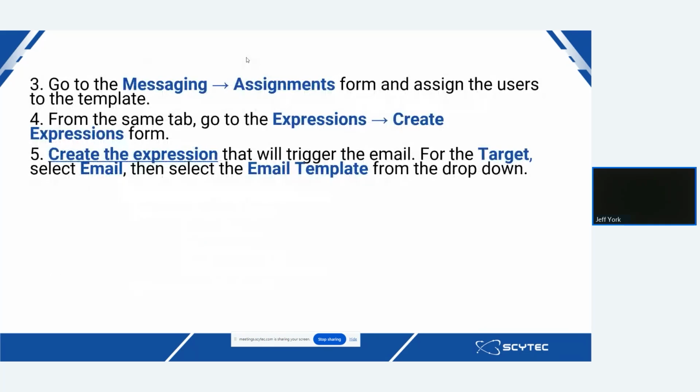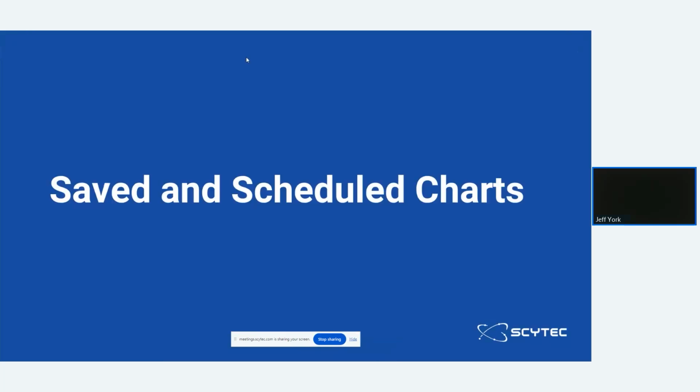After you input your phone number as the external email and have that set up the way your carrier mandates it, you go to your messaging tab, assignments form, and then assign the users to the template. Then from the same tab, go to expressions, create your expression form, and create the expression that will trigger the email. For the target, you will select email. Even though you might think that it would be text, it's still email, but you have it sent to the text to email function that I just described.